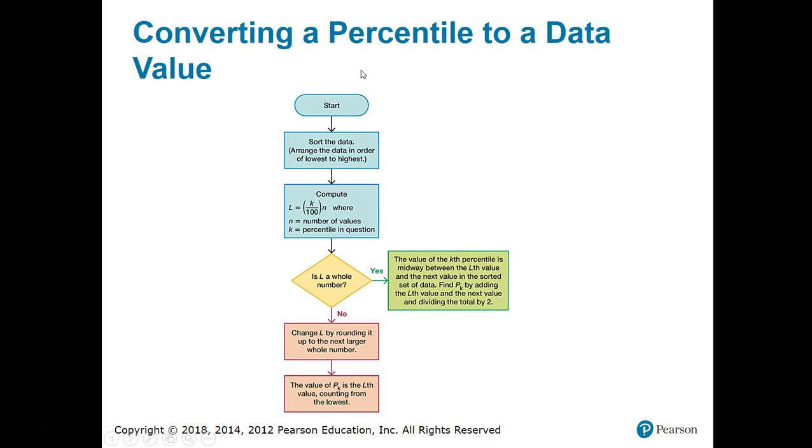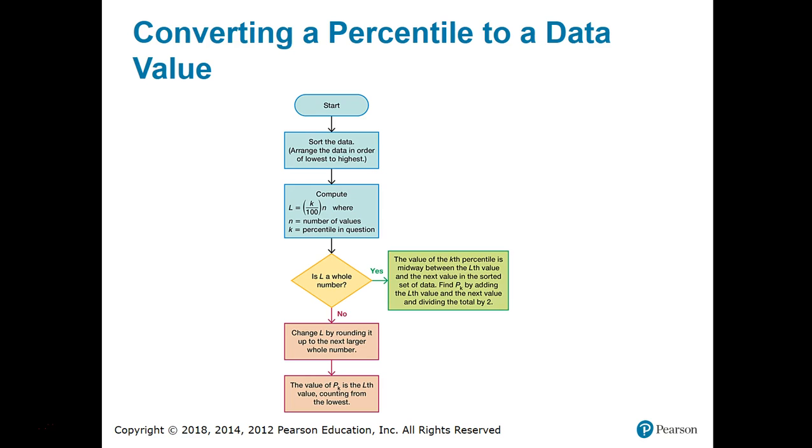All right, we're ready to start. So sort any data we have. Our data is sorted, so we're good. Compute L is equal to K over 100 times N, where N is the number of values we have. We have 50 values. K is the percentile in question. We want to find some percentile, and L will be the number we're looking at. So what number will we want to look at?